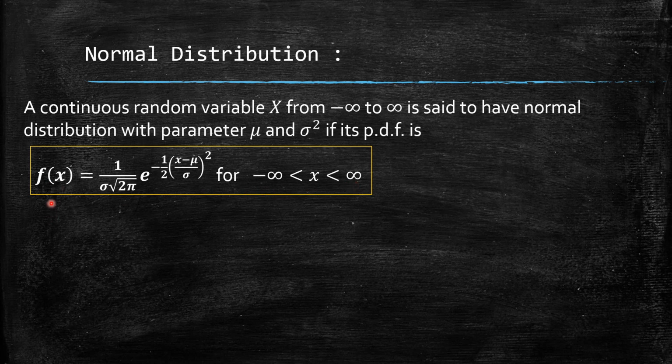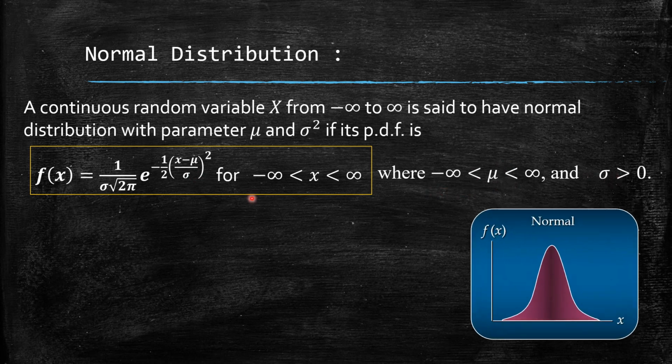So the PDF involves two parameters, mu and sigma, where mu is nothing but the mean of the normal distribution, which ranges from minus infinity to infinity, and sigma is positive. So the ranges of mu and sigma are given, and the graph of this PDF is a bell-shaped curve. The curve is here, the bell-shaped curve. We will take up more characteristics of this PDF in the next slides.